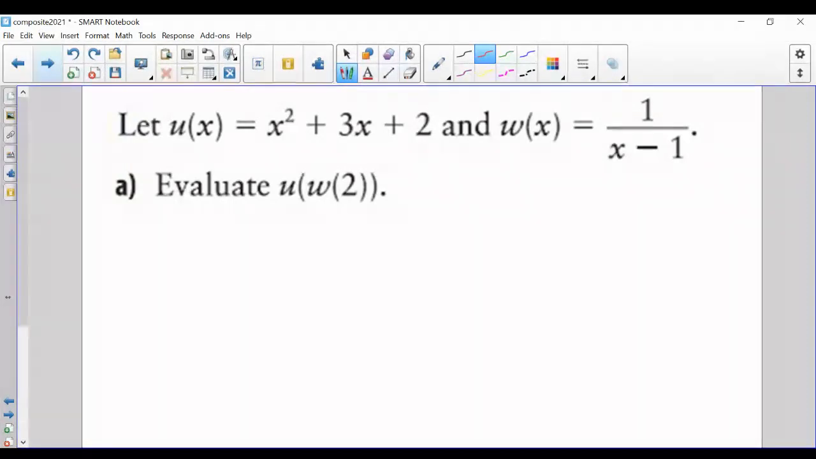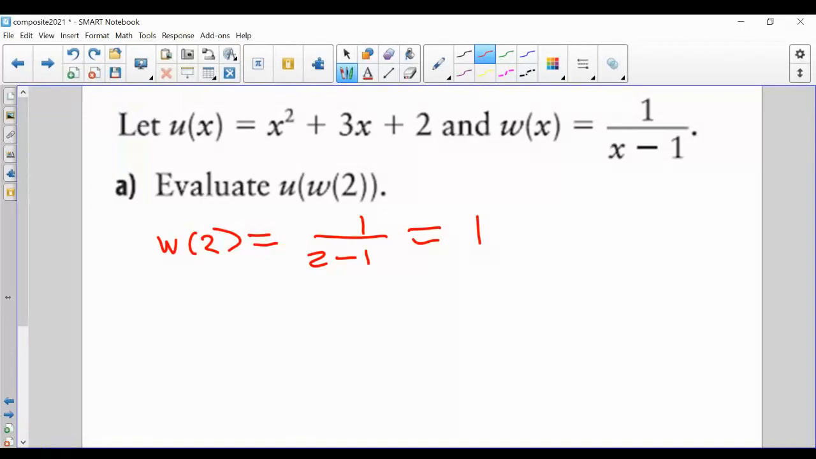So if I asked you to find the u of the w of 2, what would you suggest we start doing first? Find the w of 2. Thank you, Hussein. So the w of 2 simply means I'm going to take 1 over 2 minus 1. That's what the w of 2 is. So that's equal to 1.